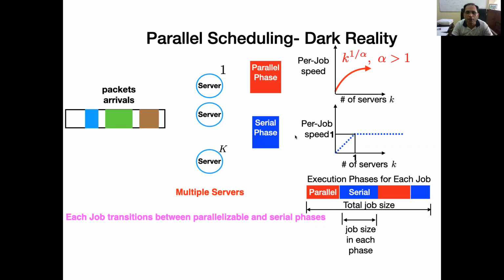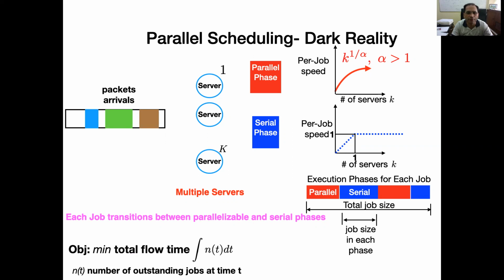This is what we call the dark reality, where there is not only limited parallelizability, but also multiple phases, and the two distinct phases have two different characteristics. Again, the objective is to minimize the total flow time, and what we don't know is how to optimally schedule this. So let's look at some prior work.